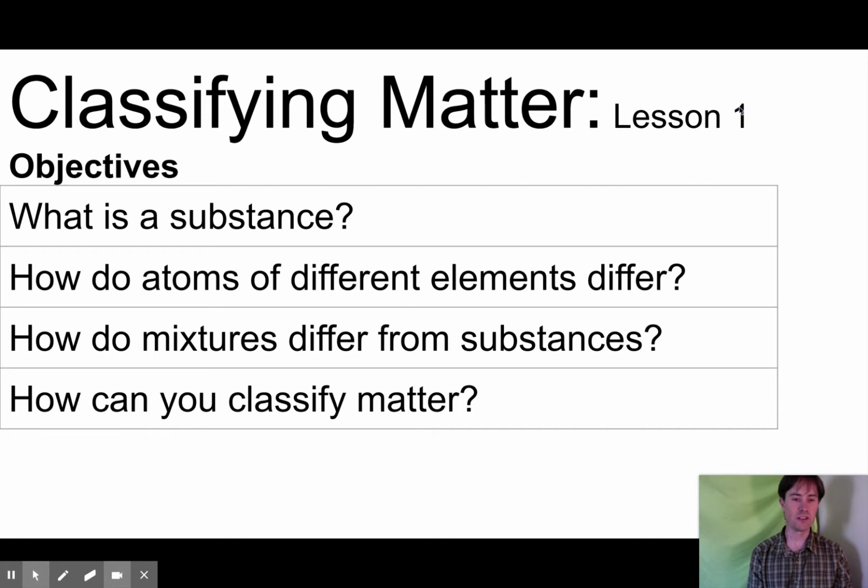How do mixtures differ from substances? You can actually mix substances together and make mixtures. And then, how can we classify matter?